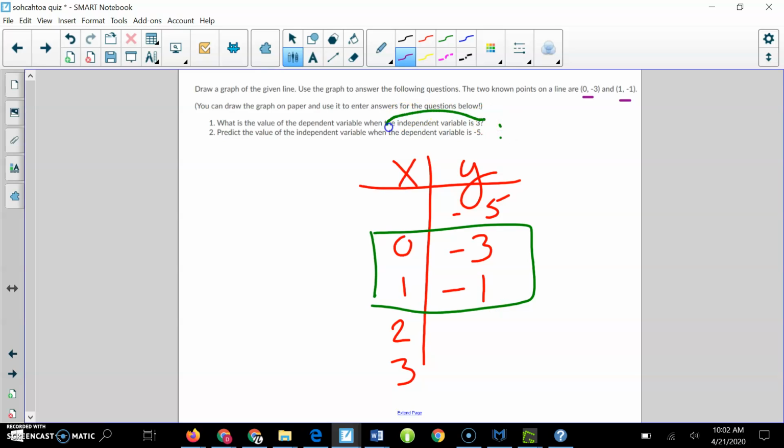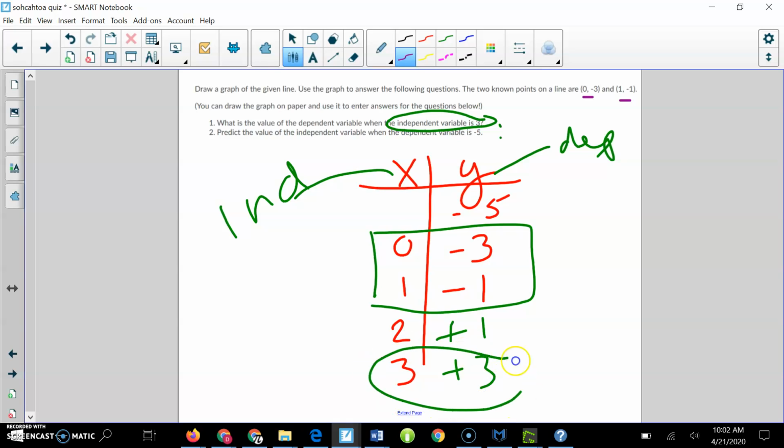It says, when the independent variable is 3, what is the value of the dependent variable? Let's remember that the x is independent and the y is dependent. So when you're at 3, you go from 0 to 1 to 2 to 3, so you're adding 2 each time. So you end up at (3, 3).